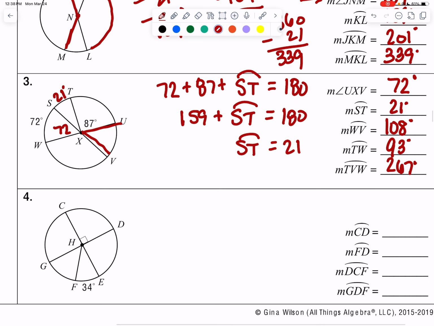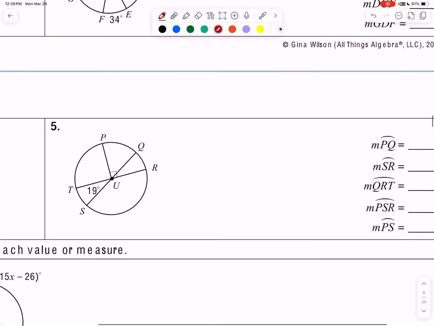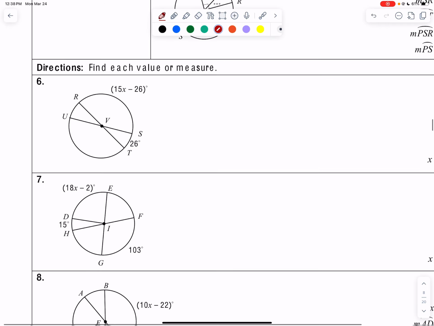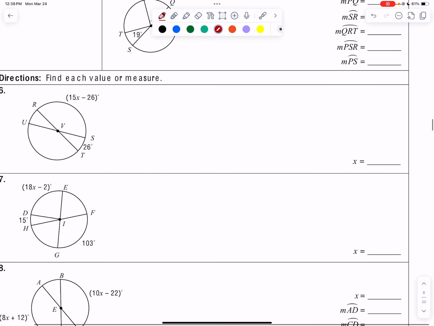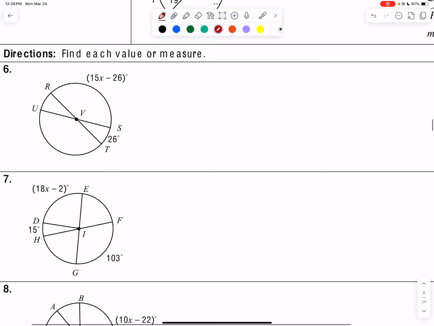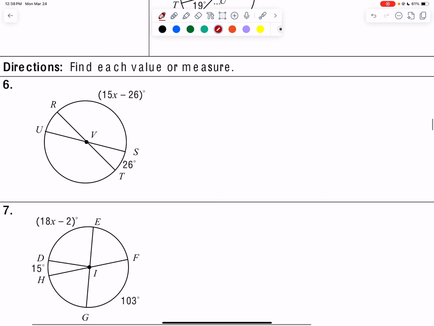Now, of course, you won't get these easy peasy lemon squeezy problems. Instead, you might have to do some algebraic manipulation, just like number 6 here, where you want to find the value or measurement. So looking at number 6 here, we have 15x minus 6 for the arc measurement of RS, and then we know that the arc measurement of ST is 26.